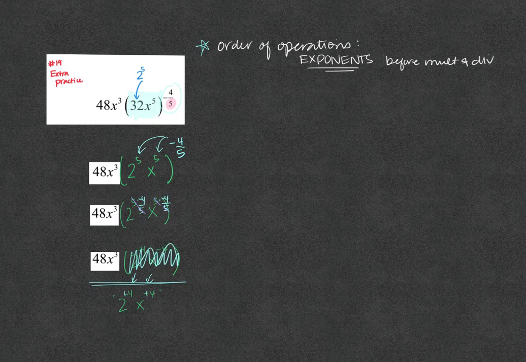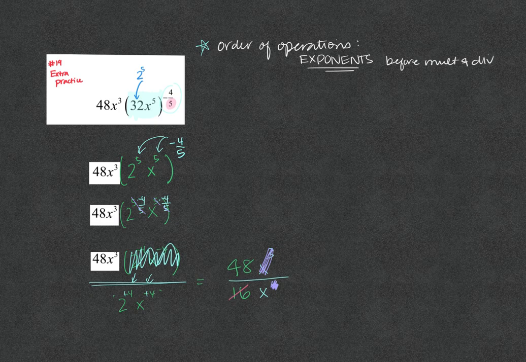Now all we have to do is clean it up and start canceling things. So I've got 48x cubed, and that is all over 2 to the fourth, which is 16, x to the fourth. Okay. If we're not supposed to have any negative exponents, you could do this using the subtraction rule, or you could say, I'm going to cancel out all 3 x's on the top, and I'm going to cancel 3 x's on the bottom, leaving me with just x to the 1. And the 48 and the 16, just cancel as usual.